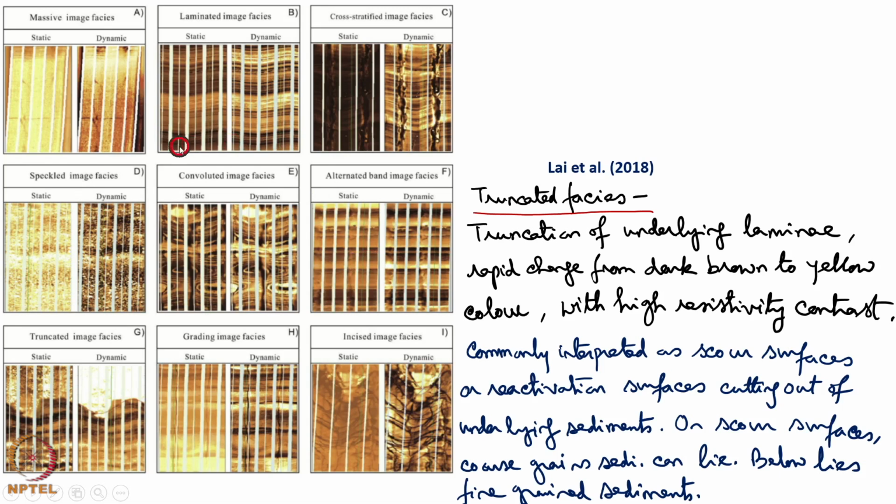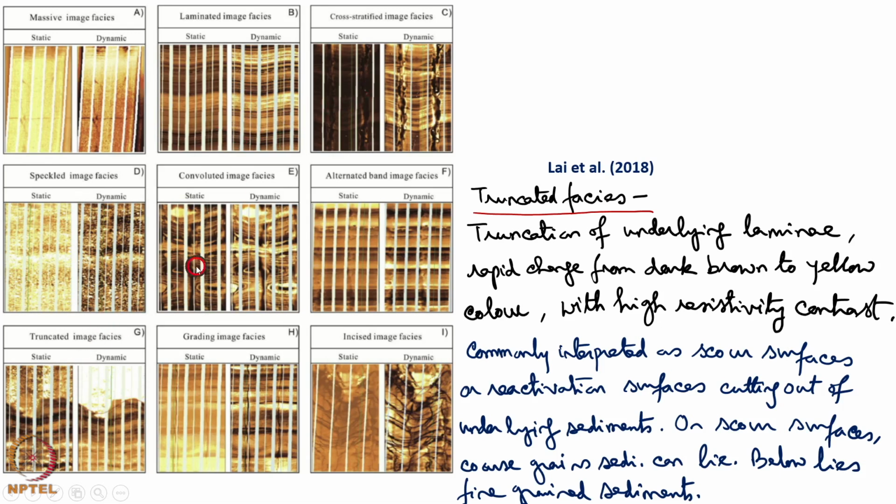Now, we are going to see the truncated image facies. Let us look at the appearance. We are finding sharp truncation here in the static image, and also over here there is an extremely bright region in the dynamic image, then there are dark regions, and then there are bands clearly visible. This is clearly different from the speckled image facies, from the massive image facies, from the laminated image facies. The difference is clear cut. This kind of truncation is very prominent. Layers are there, and that is common with the laminated image facies and the cross stratified image facies.